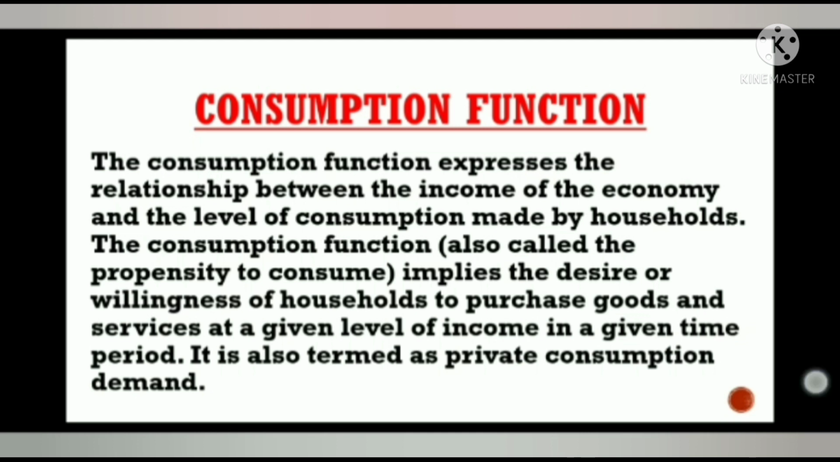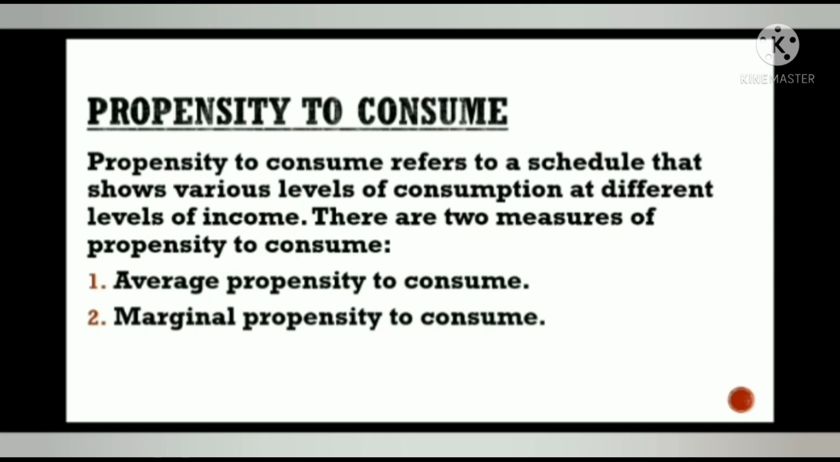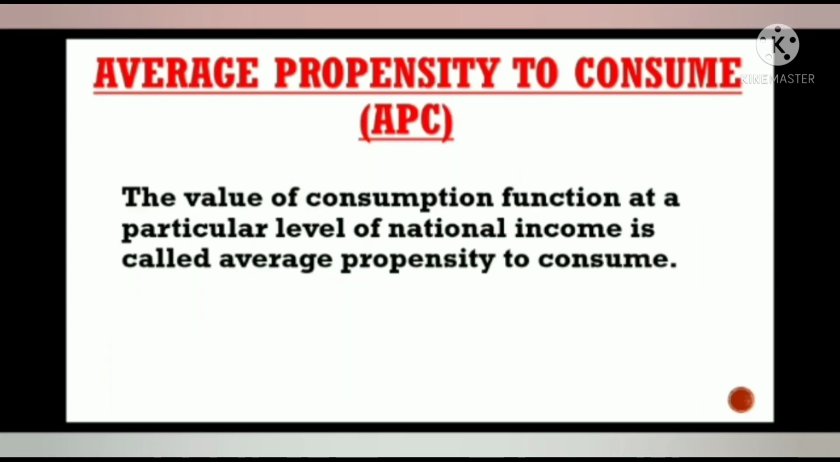Propensity to consume. Propensity to consume refers to a schedule that shows various levels of consumption at different levels of income. There are two measures of propensity to consume, and they are average propensity to consume and marginal propensity to consume. The average propensity to consume refers to the ratio between total consumption and total income at a given level of income in the economy. So here APC, that is the average propensity to consume, equals consumption by income, that is C by Y.